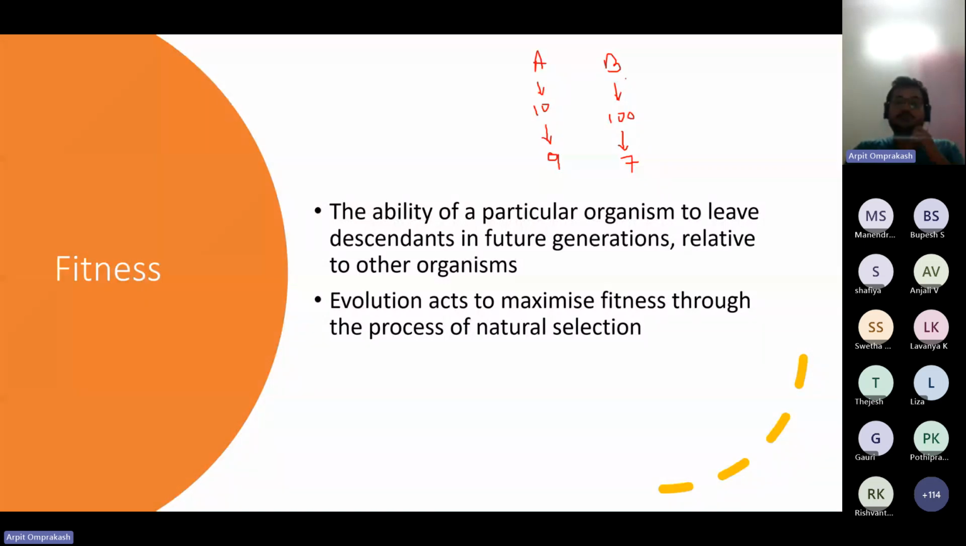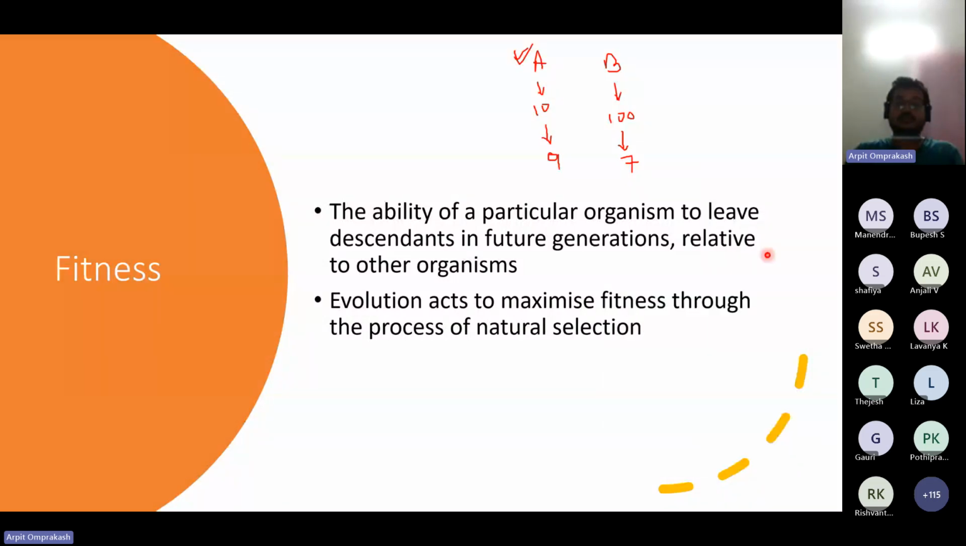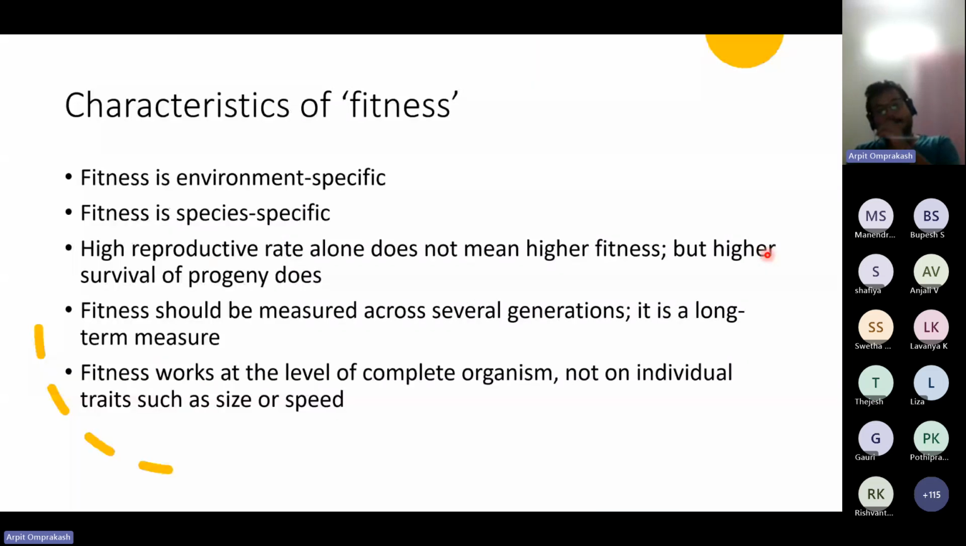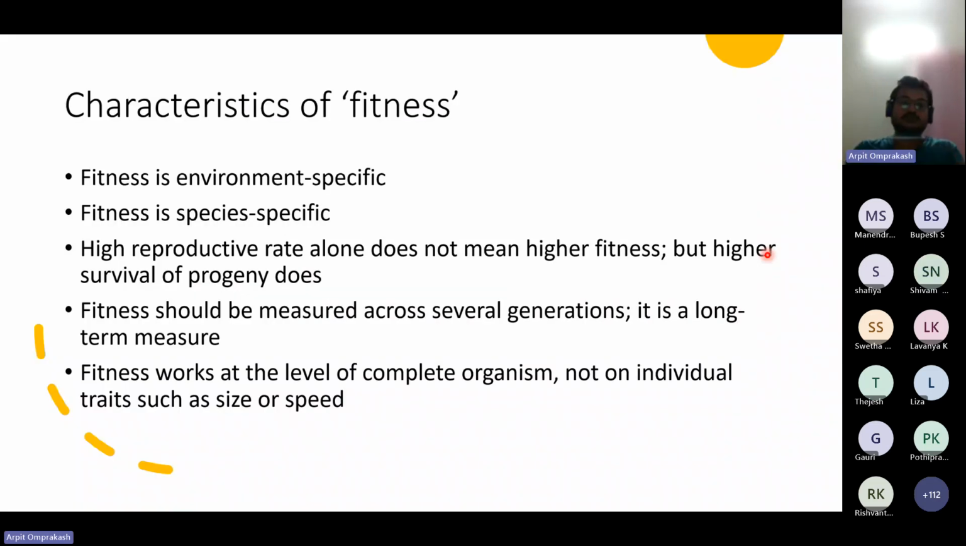So even though B produces more offsprings compared to A, it is not able to take care of them so that they survive in the next generation. And that's why the fitness of A is higher in this case, because more offsprings of A are able to survive in the next generation. Evolution basically acts to maximize the fitness of an organism or a species through the process of natural selection. We'll understand this statement in a bit when we talk about natural selection and evolution. So first we'll learn a bit more about fitness.